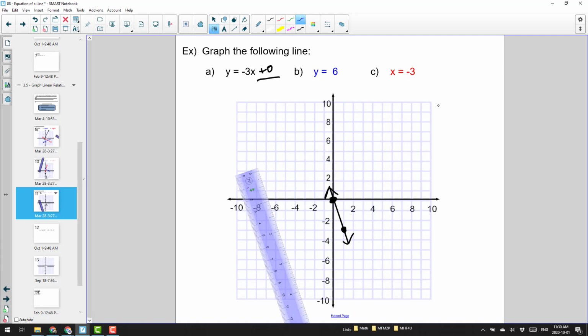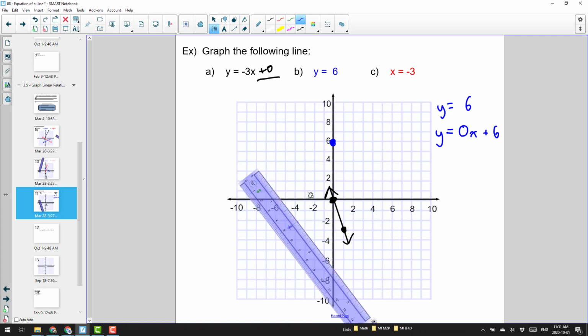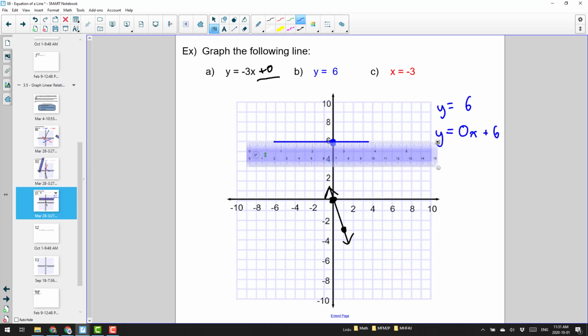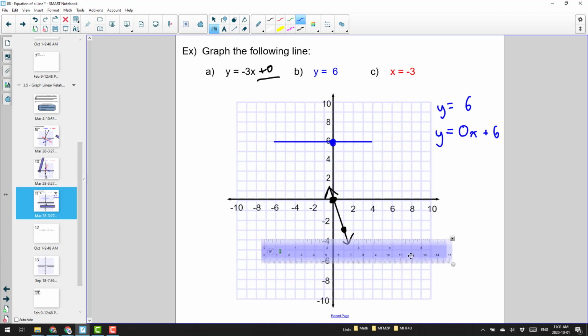Let's look at B first. Y equals 6. Now another way I could write that is I could say, well, that's y equals 0x plus 6, right? So the 6 is our y-intercept, and our slope is 0. So a slope of 0 just means a perfectly horizontal line. There we go. And again, when we have the line y equals 6, we can see every point would have a y coordinate of 6. 2, 6, -4, 6, something 6.